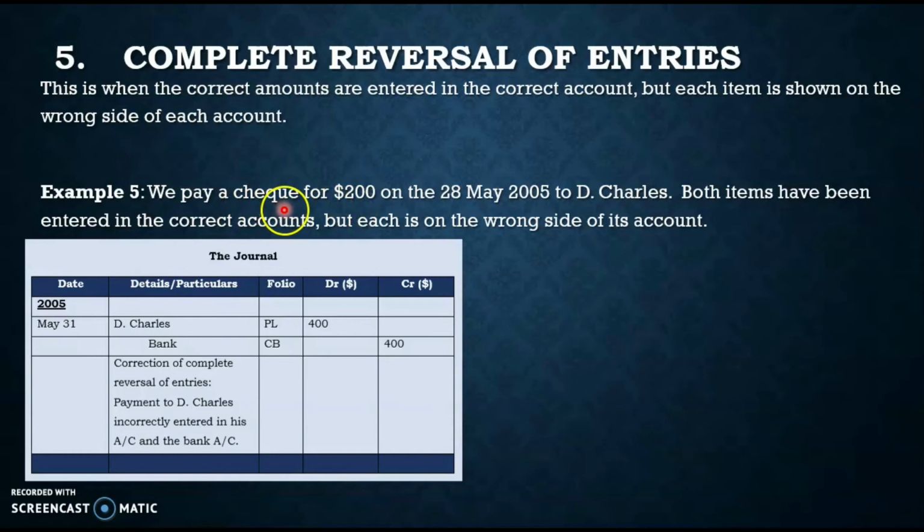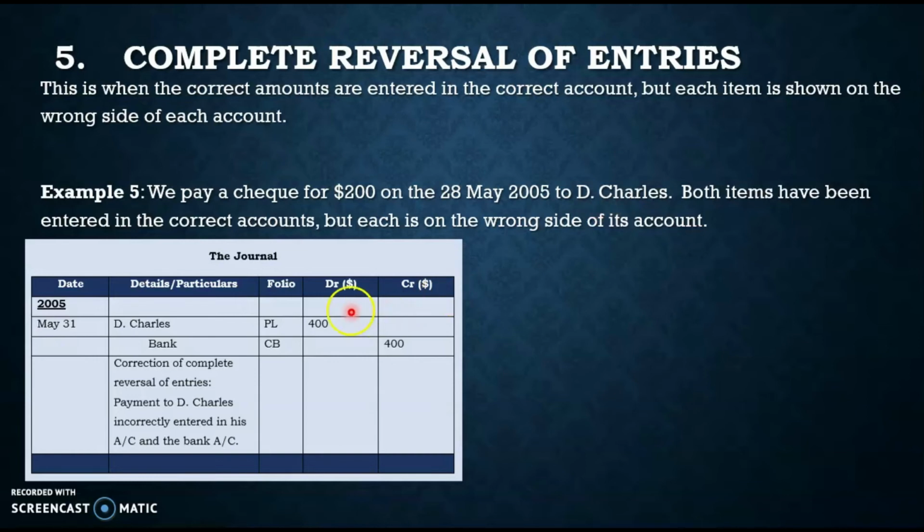So we paid check means that our check account is decreasing, therefore it would have been on the credit side. But unfortunately, we did not put it on the credit side, we put it on the debit side as though we are getting money. And in D. Charles' account, we did not put it on the debit side as we should have because the liability is decreasing. We placed it on the credit side to show that D. Charles, we owe more money to D. Charles.